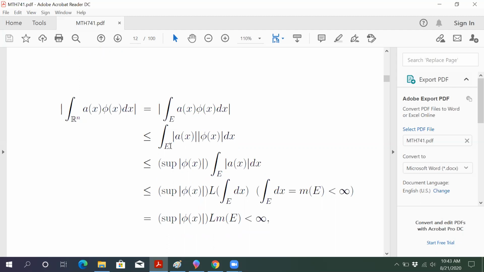Now look at here. Next, we have the integral of the absolute value of A times the absolute value of phi, dx, is less than or equal to sup of the absolute value of phi of x times the integral of the absolute value of A, dx. Why do we have this? From here to here, what is happening? Because this sup is an upper bound for these values, right? And it's a constant value, so it can move out of the integral, but I'm going to explain it for you. I'm going to explain what is happening from line 2 to line 3.